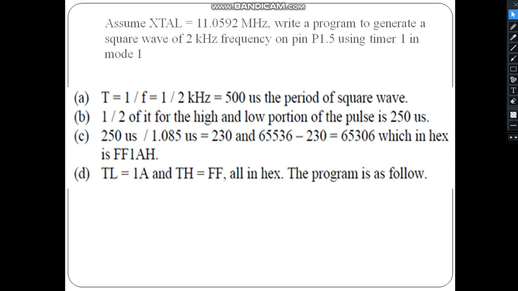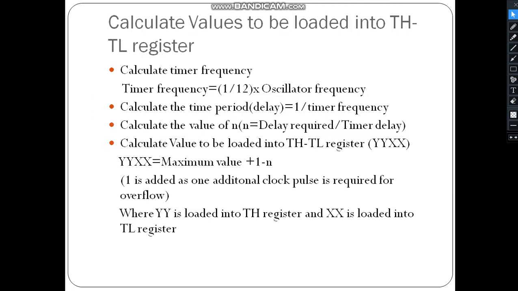Let us recall the concepts, how to calculate the value that has to be loaded into the timer. Mode 1 operation means it acts as a 16-bit timer. Let us go through the concepts quickly. Given the oscillator frequency, first we have to calculate the timer frequency. We know that the timer frequency is 1/12 of the oscillator frequency. To calculate the timer period or delay, we have to take the inverse of the timer frequency.